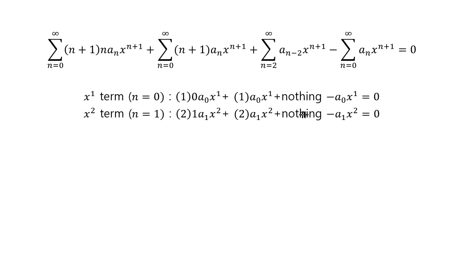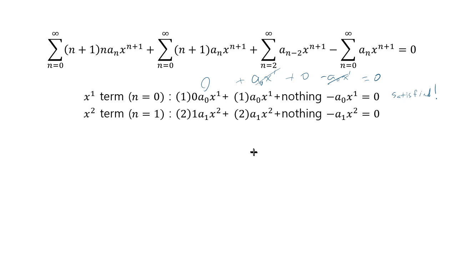Now if you simplify this, you'll see that this is a1 x to the first power, there's nothing, that's 0, and minus a0 x to the first power, so this should be a0. And these two just cancel out, so this is 0, so this is already satisfied.